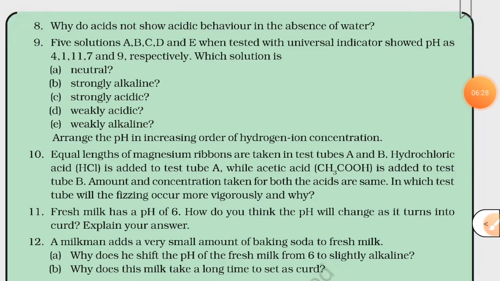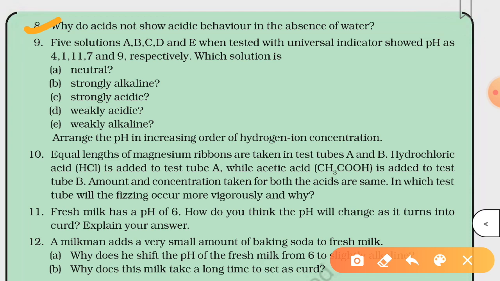Look at the eighth question. Why do acids not show acidic behavior in the absence of water? Ions are produced only in an aqueous medium, and the presence of H positive ions is responsible for the existence of acidic property. Keeping these two things in mind, we can say that acids show acidic behavior only in the presence of water. So that's why they do not show any acidic character.